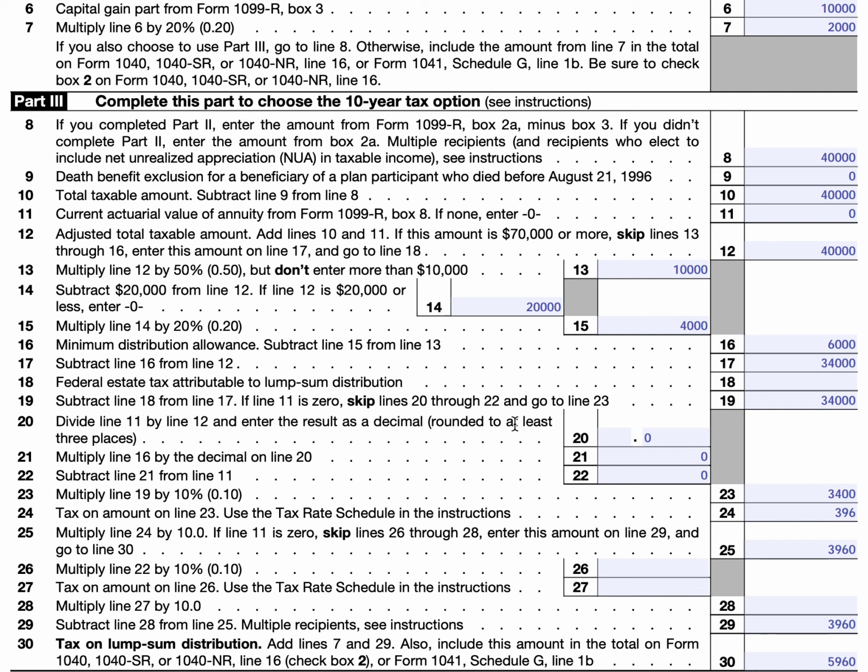So we've written in depth about this topic. You can go to our website, teachmepersonalfinance.com, type in IRS Form 4972 in the search bar, and you should see our article.